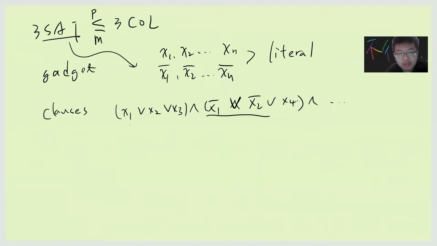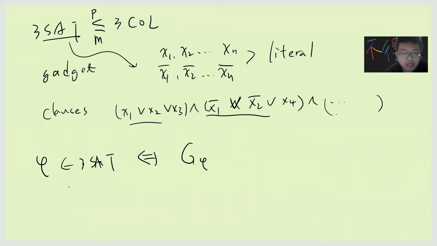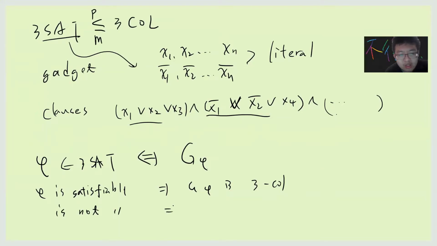Right, this is clauses. Okay, so we need to somehow build something so that somebody gives you a phi, which is a 3-SAT formula, and we hope to compute a G phi, which is another graph, such that if phi is satisfiable, then G phi is 3-colorable. If phi is not satisfiable, then G phi is not 3-colorable. Okay, this is our goal.